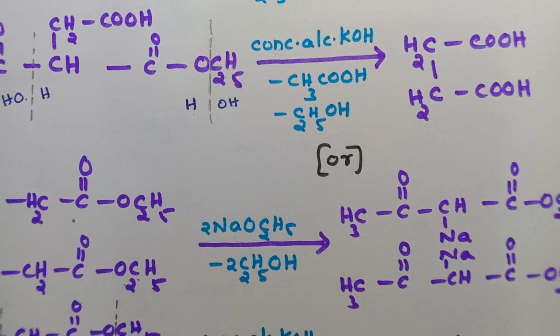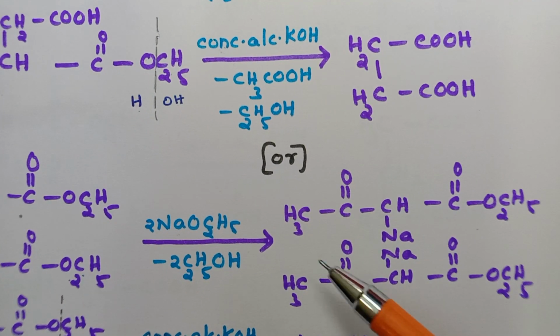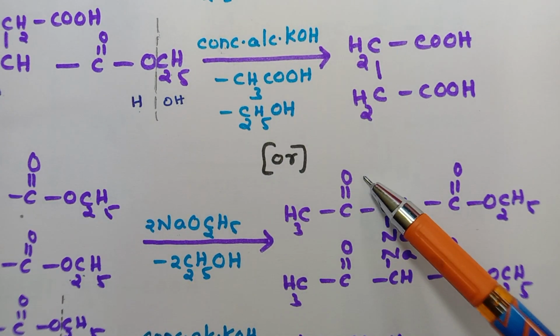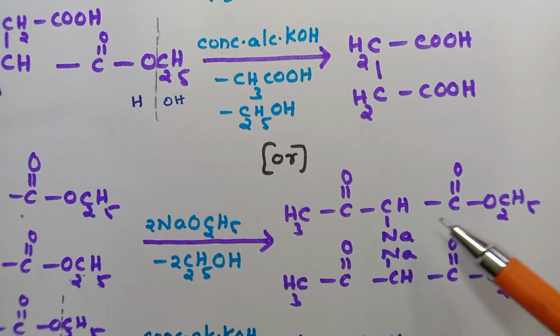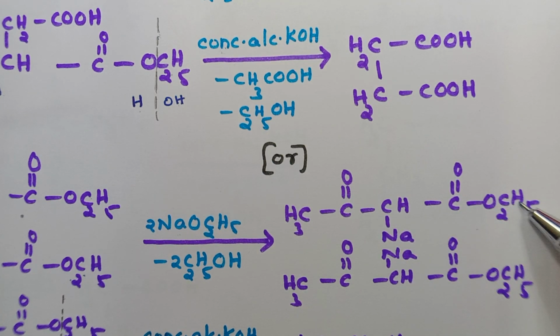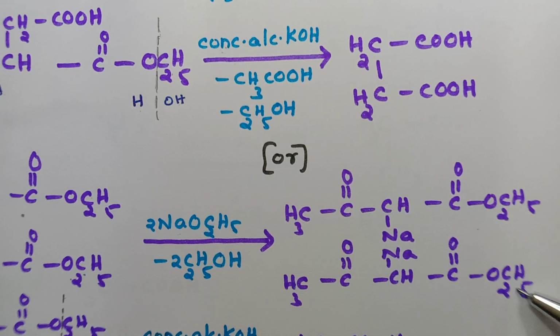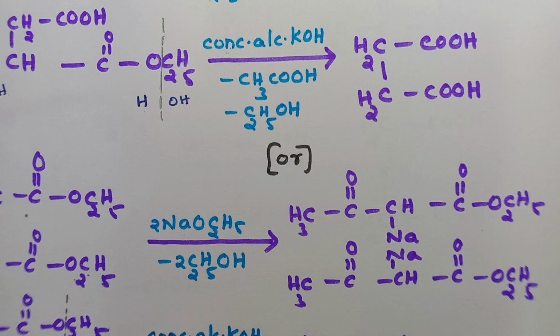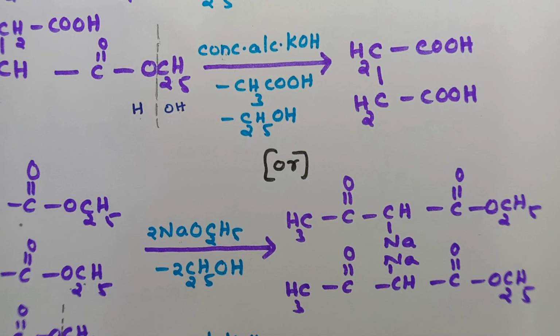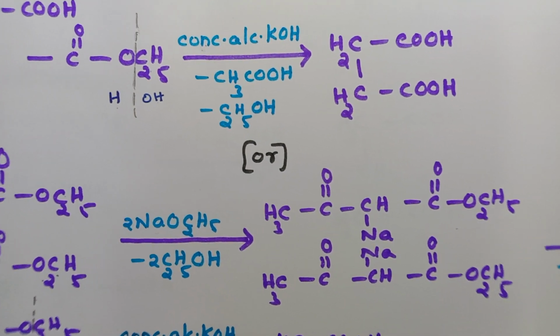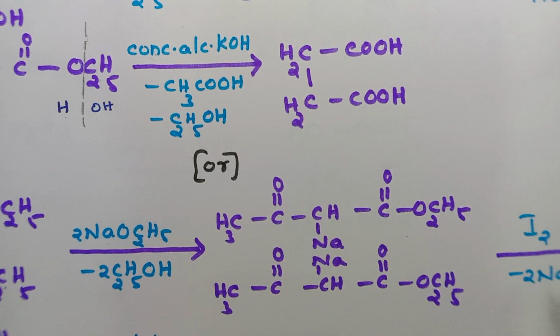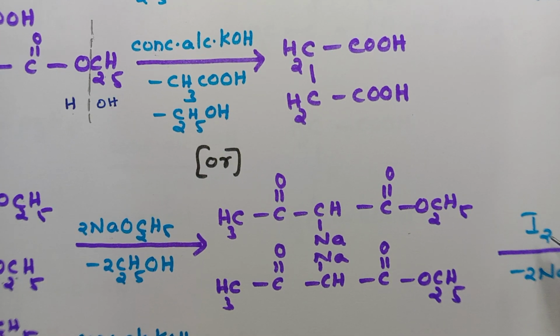Come, let us see the next compound. CH3, C double bond O, CHNa, C double bond O, OC2H5. Next, CH3, C double bond O, CHNa, C double bond O, OC2H5. Okay, next what to add here? Now these two should be joined together. So in order to join these two, what did we add here? Look here, put an arrow and add I2.